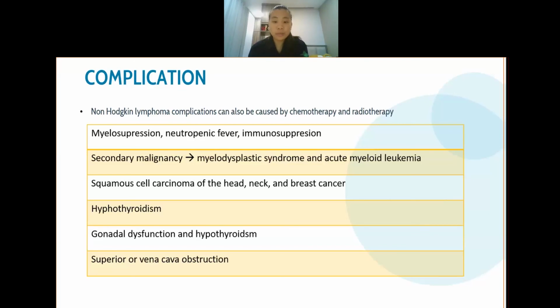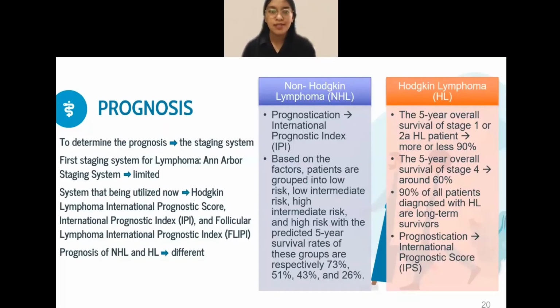Non-Hodgkin lymphoma patients who are radiated to the neck and mediastinum may develop hypothyroidism. Other complications are febrile neutropenia, gonadal dysfunction, superior vena cava obstruction, hyperleukocytosis, and venous thromboembolic disease, which can be observed with small lymphocytic lymphoma. And now for the prognosis of lymphoma.